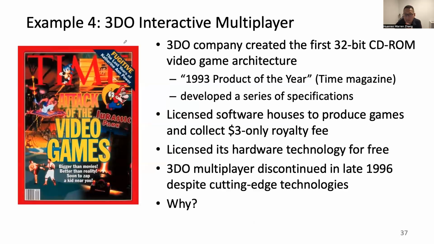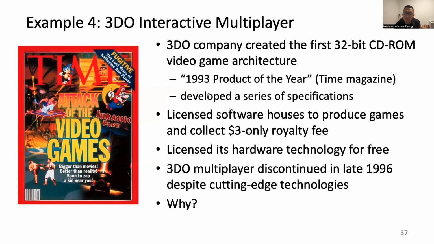Now, the last example I want to show you is the 3DO Interactive Multiplayer. The 3DO company created the first 32-bit CD-ROM video game architecture. I think it's 512 bits now for most of the games. So back then 32 was very advanced. The 3DO company first invented and introduced this 32-bit CD-ROM video game architecture, and it was named the product of the year by Time magazine.